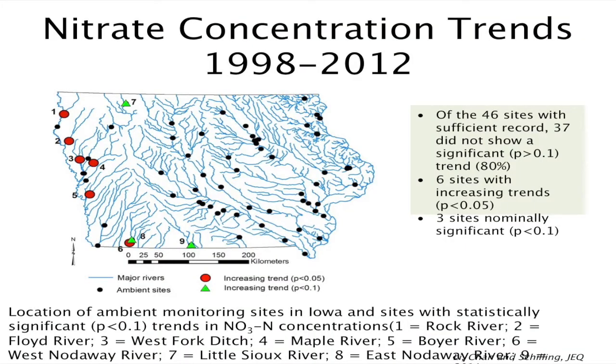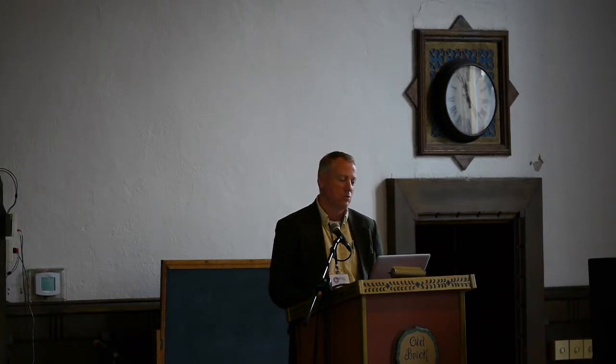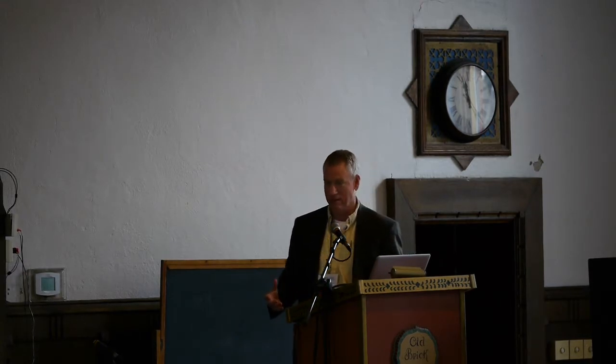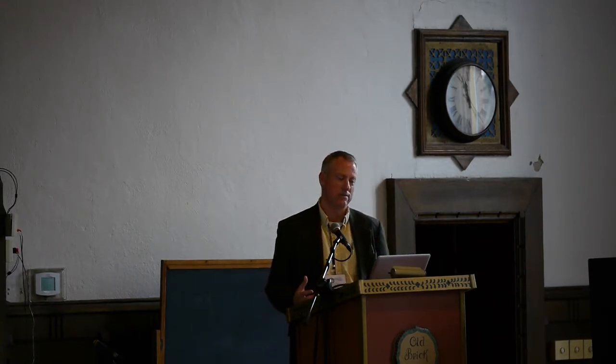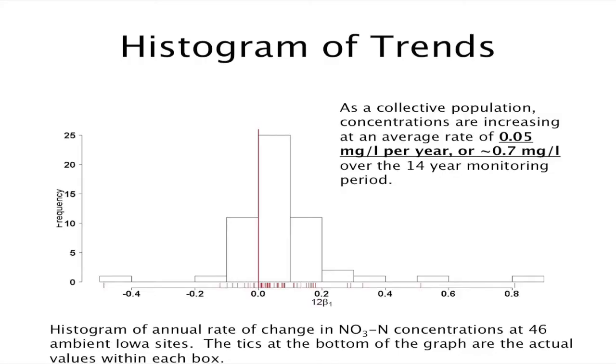We looked at 14 years of monthly nitrate concentrations at 46 different river sites across the state. The red dots are the ones that show a statistically significant increasing trend. Interestingly, they're all draining to western Iowa and the Missouri River. The other point is that 80% did not show a significant trend. On the other hand, if you lump together all of the trends from the 46 sites, you'll see that most of them are on the positive side of zero.